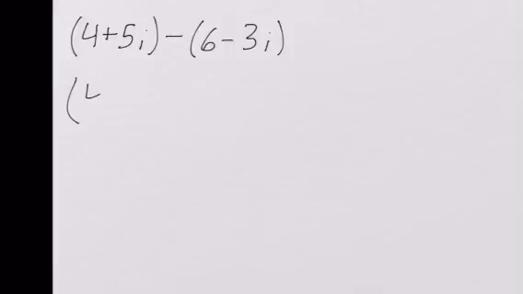So if I give you 4 plus 5i minus 6 minus 3i. The first thing I'm going to do is distribute that minus sign. So we get 4 plus 5i plus negative 6 plus 3i.